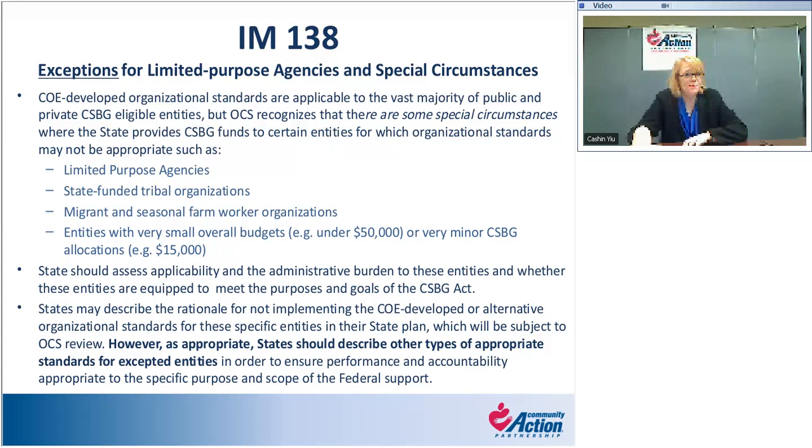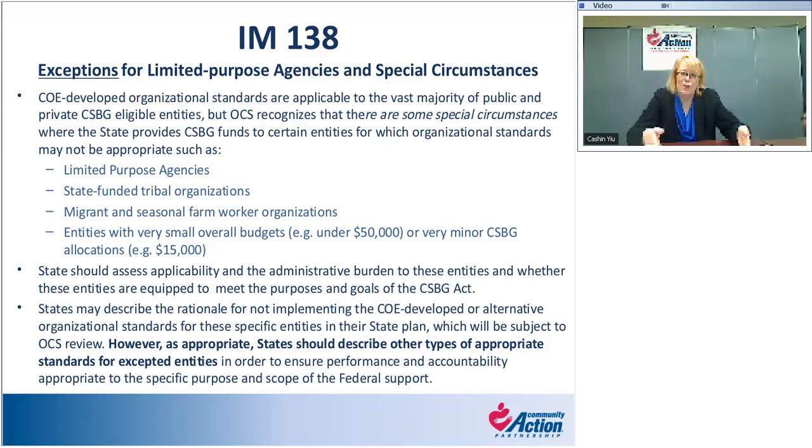And there are CAPs out there that have very teeny tiny budgets or very minor CSBG allocations, recommended, for instance, under $15,000. Now, these say E.G., right? So, for instance, we're not talking about a small budget being a million-dollar organization. We're talking very small organizations or CSBG allocation. We're not talking, well, I only get $200,000, Denise. No, they're talking much smaller CSBG allocations.